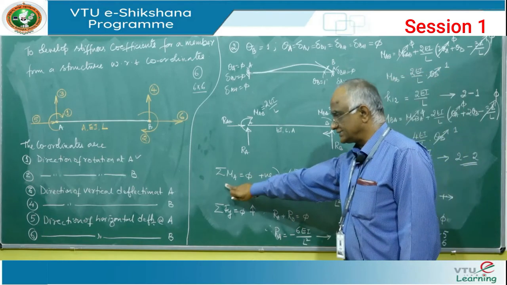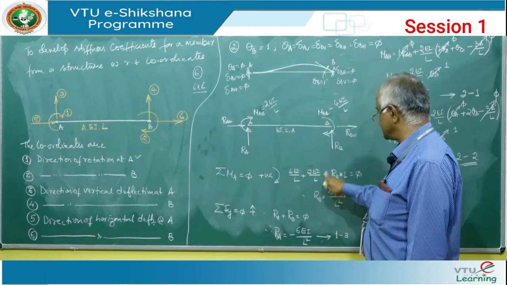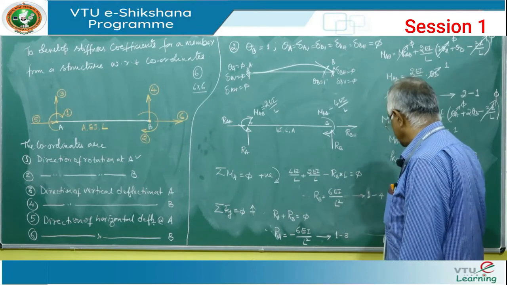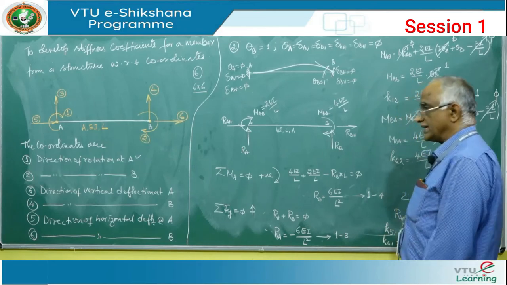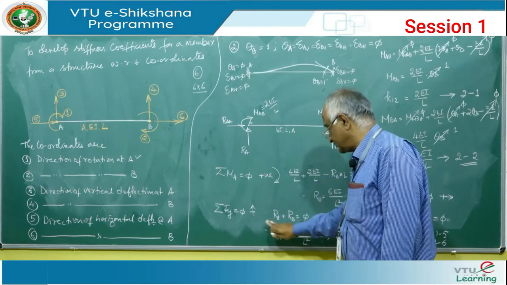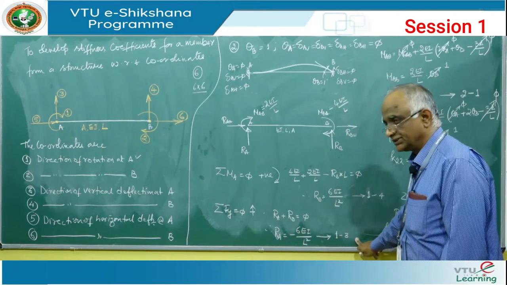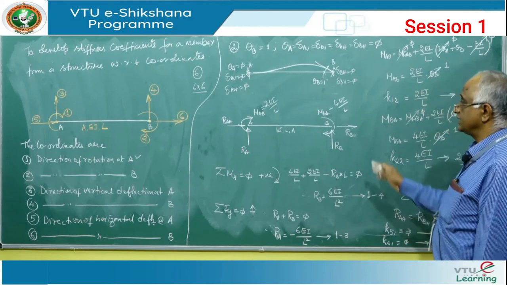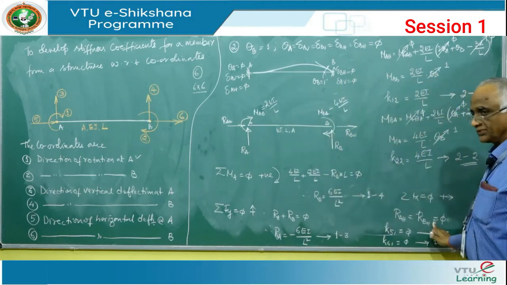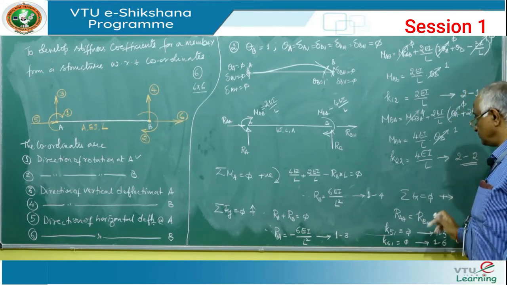If you use the same condition here, the same equation, sigma MA equal to 0: 4EI by L positive, 2EI by L positive, RB into L, equal to 0. Therefore, RB is again 6EI by L square. That will be equal to your K52. Same condition, sum of vertical forces equal to 0, RA plus RB equal to 0. RB is known, so RA is minus 6EI by L square, it is equal to your K32. And since you don't have any vertical or horizontal loads applied on this beam, sigma FX equal to 0, RAH and RBH both are 0.